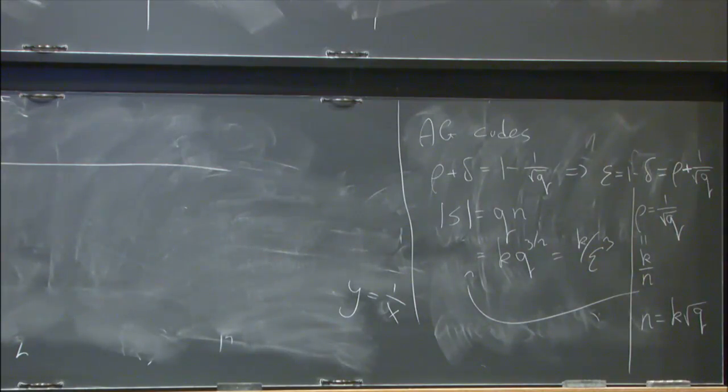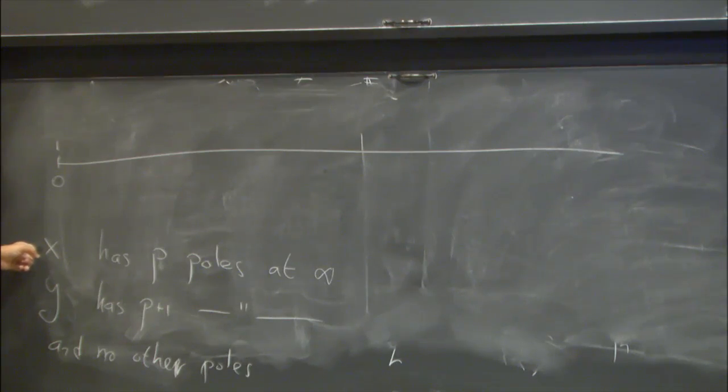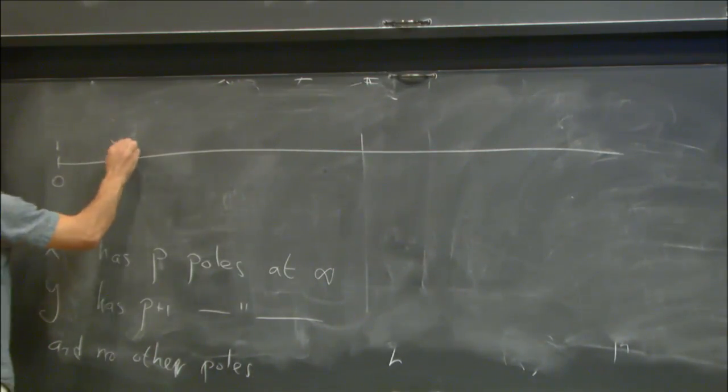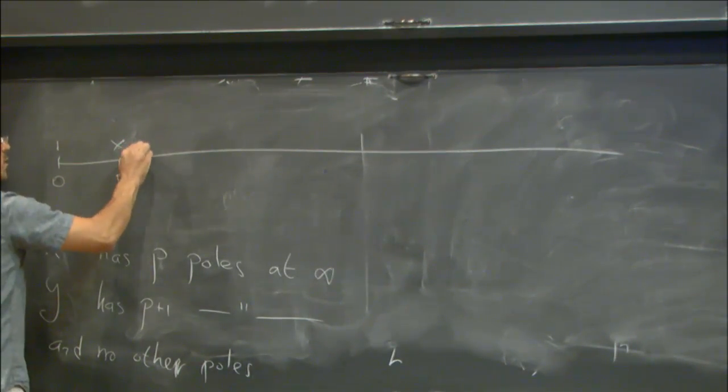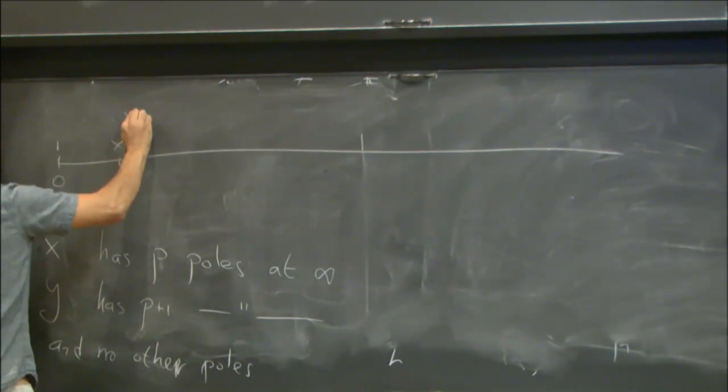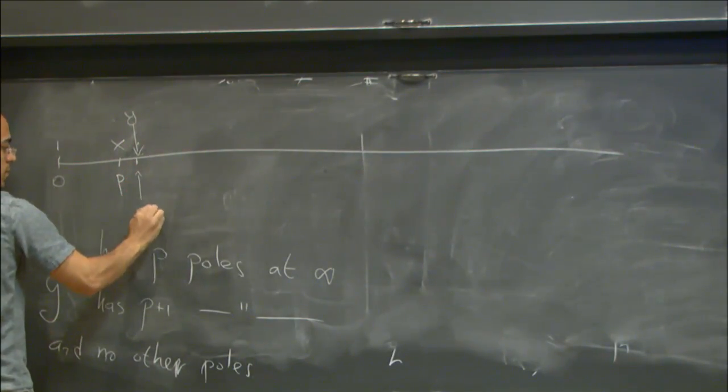If you want a function with, well, I don't know about 2, but if you want a function with poles in p times p infinity, x is such a function, right? It has p poles at p infinity. So it sits here. This is a good example of a function with p poles at infinity. And y sits here, right? So maybe y has p plus 1 poles at infinity.